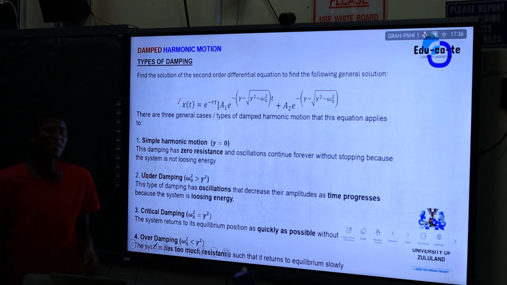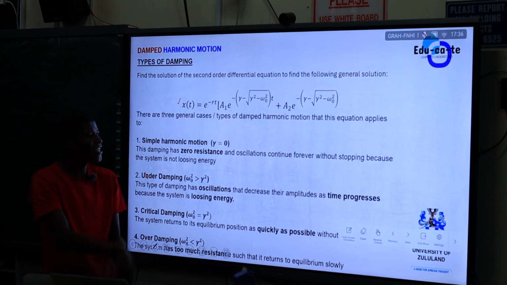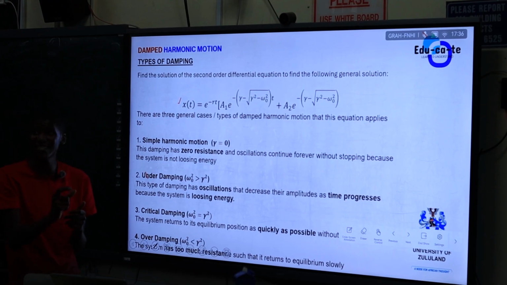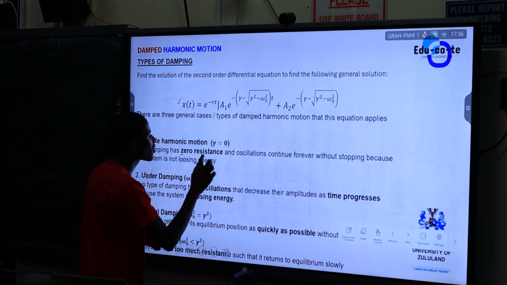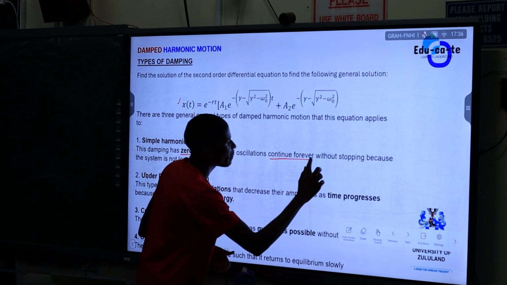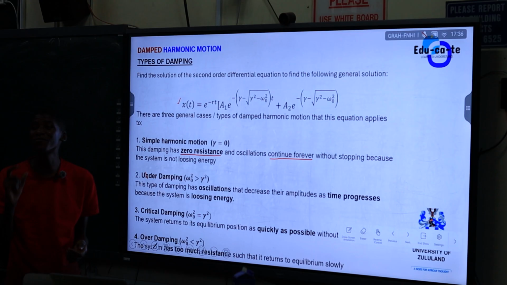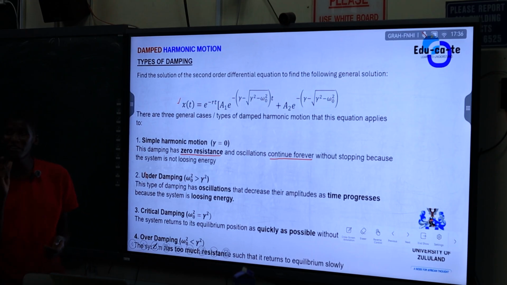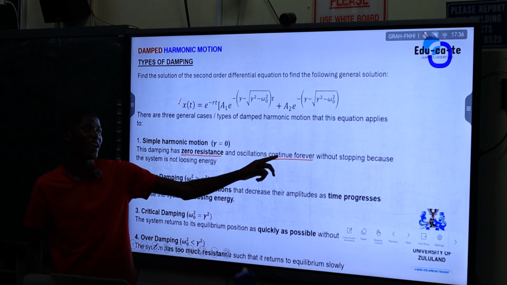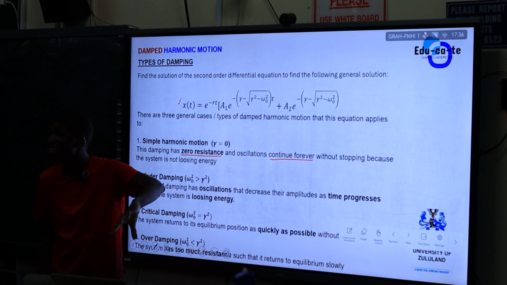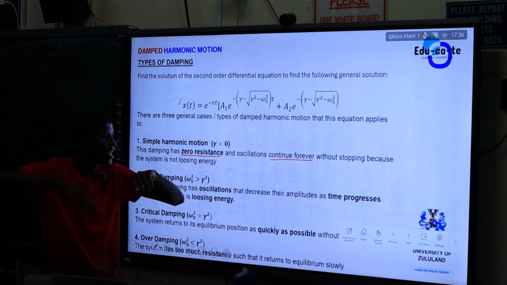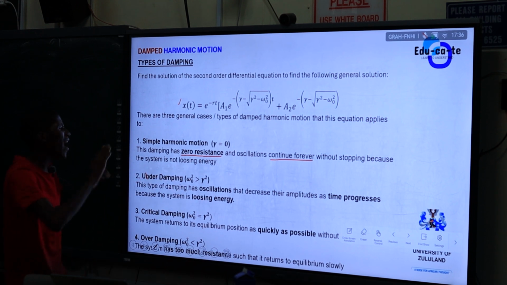That is why simple harmonic motion continues. It's because there is zero resistance. So here we've got zero resistance and the oscillations continue forever. This is what you will need, trust me. Describe simple harmonic motion: zero resistance, oscillations continue forever without stopping. As I showed here, your spring keeps going. It's not stopping. Why is it not stopping?